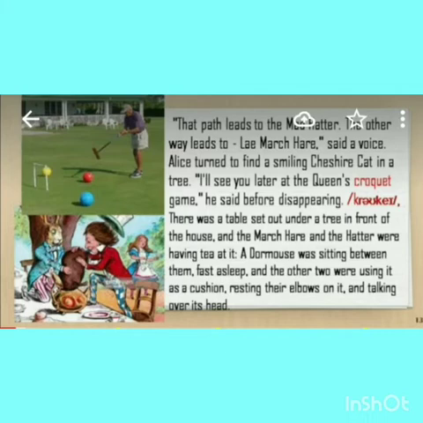So what was the mouse doing? It was sleeping. So, using it like a cushion, like a bed, this person and the rabbit were talking, resting their elbows on it, talking over its head. So the mouse was sleeping in the middle. This side that person was there, this side the rabbit was there. So two were discussing. Okay, have you all understood this one?